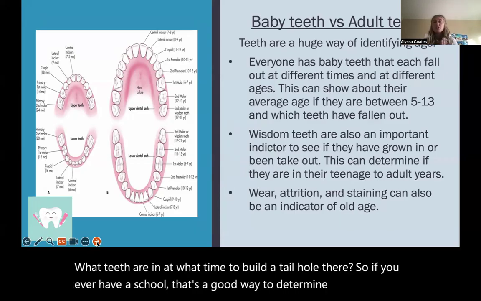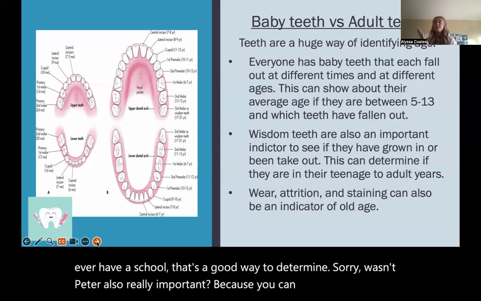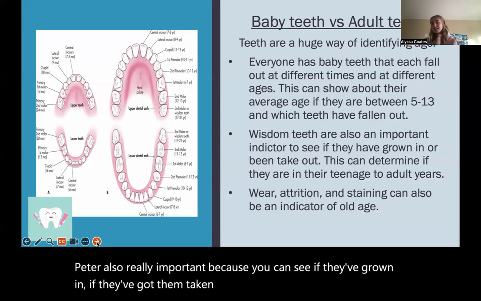Wisdom teeth are also really important because you can see if they've grown in, or if they've got them taken out. You can tell if they're in their teenage to adult years.